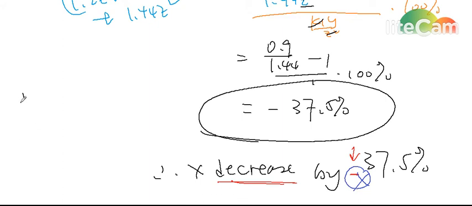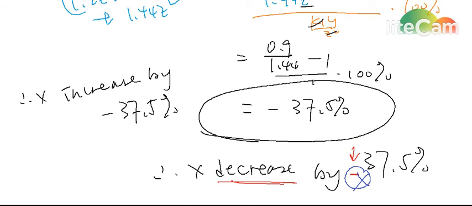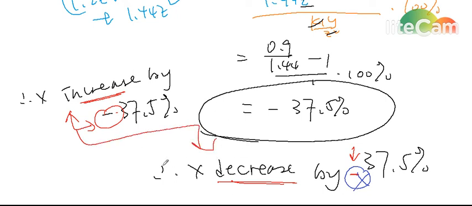Or we can write that x increases by negative 37.5%. Here we use increase by negative, it means decrease. Add together, it means decrease. So we just use this one, it is okay, rather than this one, this is not perfect. We cannot say not okay, but it is not perfect.